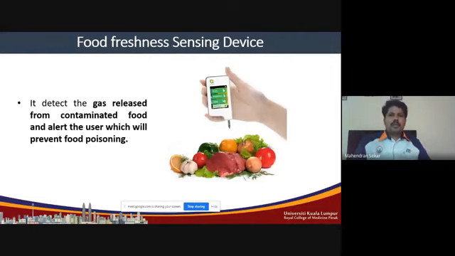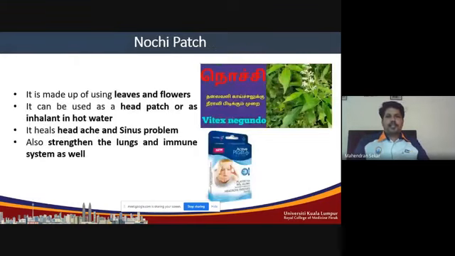Another very interesting product is the Nochi patch. The Nochi patch contains Nochi leaves. These leaves are traditionally used for the treatment of headache and also for cough and cold. This is what we do on the village side: they take the Nochi leaves, make an extract, put it in hot water, and breathe the vapors from that extract. That is what they practice.